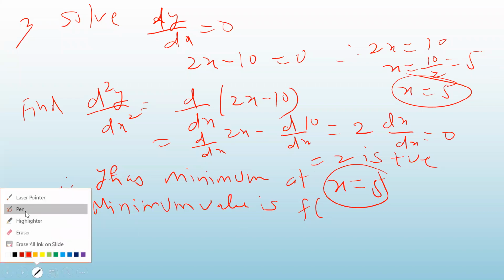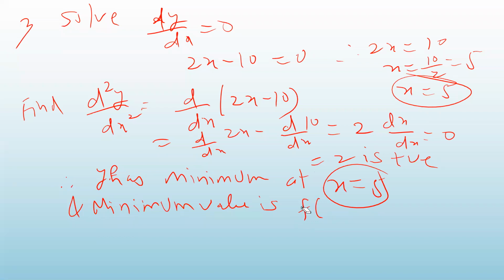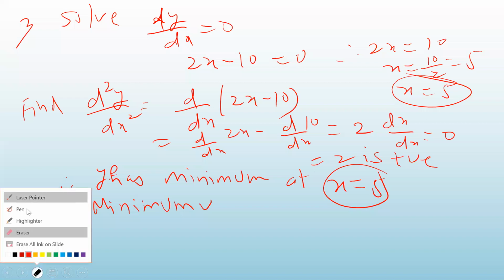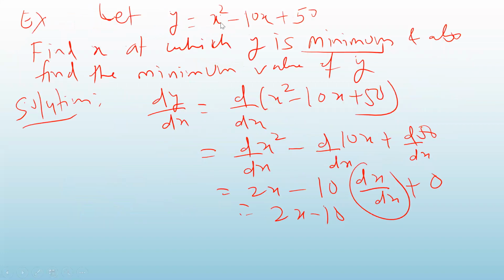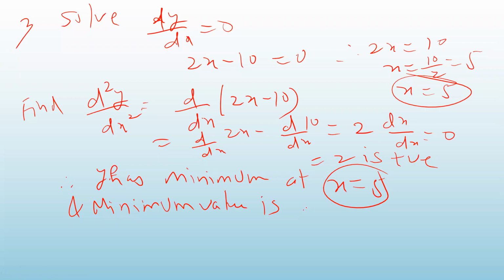So find the minimum value. In this you put x is equal to 5. 5 square minus 10 into 5 plus 50. So what is that? 25 minus 50 plus 50. That will give you 25. So 25 is the minimum value of the function and it is obtained at x equal to 5. So this is how we calculate the minimum value.